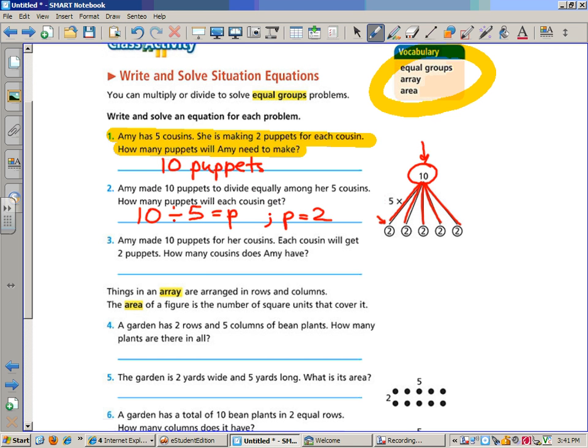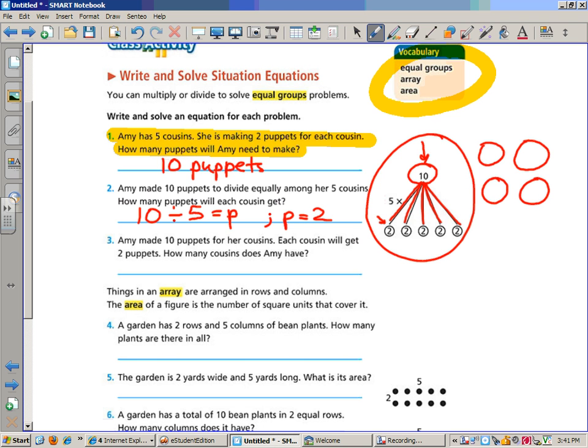If you were not able to use this diagram, you certainly could start with the 10, and you could say, here's cousin 1, cousin 2, 3, 4, 5, and start just divvying out those puppets. 1 for you, 1 for you. Then we got 3, 4, 5. Can I give everybody another one? Yes. 1, 2, 4, 5. Okay, so you've given everybody, and then what you're going to look at is one cousin. How many did you give them? Well, you gave them 2. So that's another way that we do equal groups, and that is okay if that's where your comfort zone is with doing equal groups.